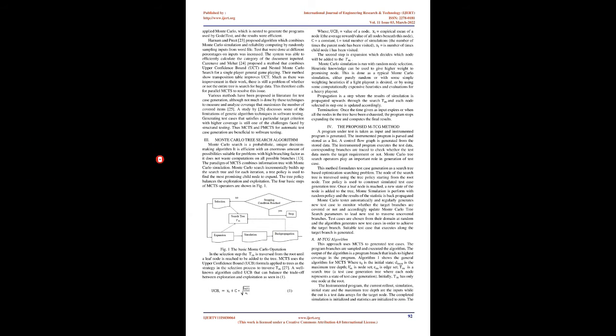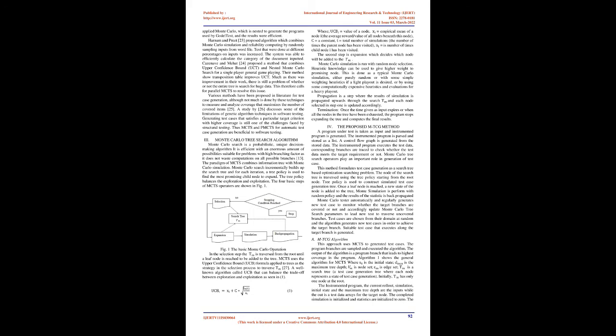Kazanave and Mehate [24] proposed a method that combines upper confidence bound, UCT, and nested Monte Carlo search for single-player general game playing. Their method shows that a transposition table improves UCT. Much as there was improvement in their work, there is still a problem of whether or not the entire tree is searched for huge data. This therefore calls for parallel MCTs to resolve this issue.